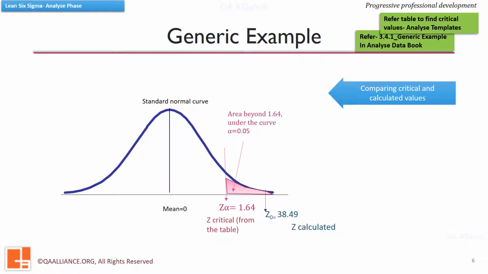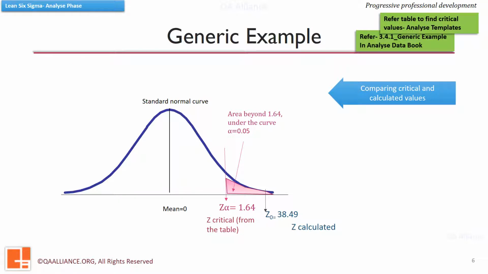As our test statistic, or the calculated z value, is equal to 38.49, which is also somewhere on the x-axis of this curve, we want to find if that value is in the rejection region or not. If we compare the calculated z statistic and critical z statistic, the calculated z statistic is much higher than the critical z statistic, and plotting it on the scale will show that it is lying in the rejection region.